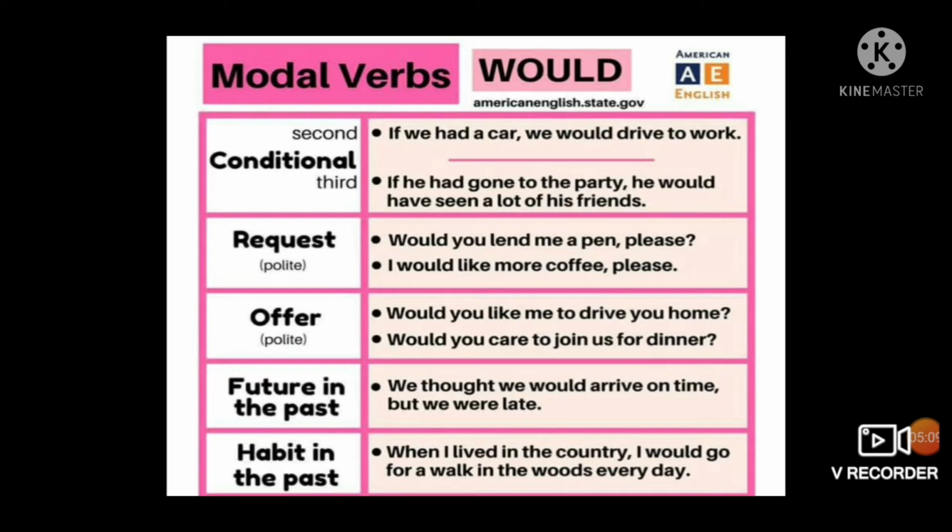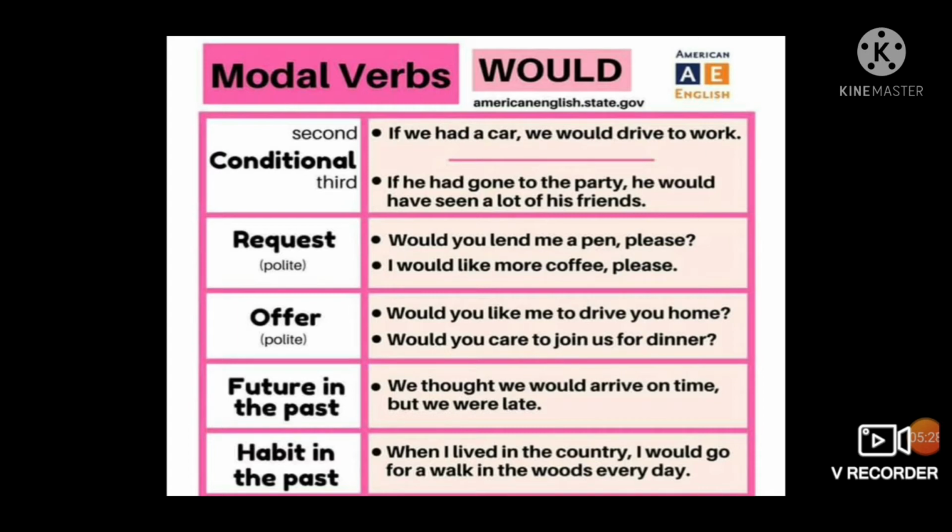The third condition is called the impossible one. That means if he had gone to the party, he would have seen a lot of his friends. Actually, the real meaning is he did not go to the party. He did not see a lot of his friends. That's the actual meaning. So while using the third condition, we have to change the verb into past perfect.